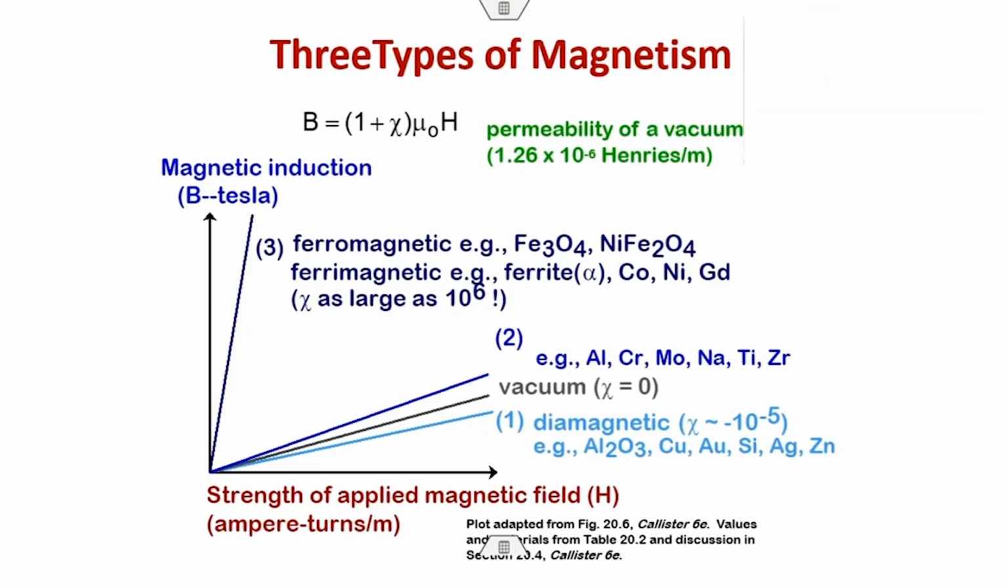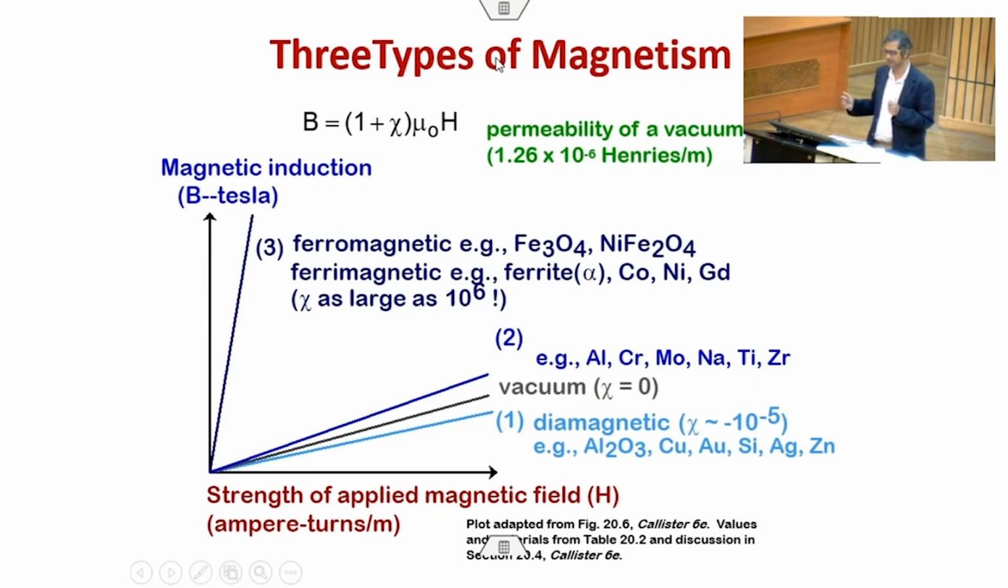You can have a high response, that is ferromagnetic material like Fe2O3, okay, hematite, magnetite basically, not hematite, magnetite, or nickel ferrite, NiFe2O4, okay, they are ferromagnetic. You can have ferrites like alpha iron, cobalt, nickel, or gadolinium, where the chi value is very high.